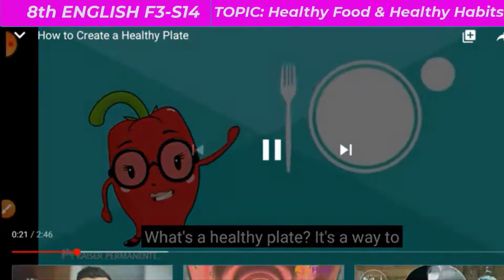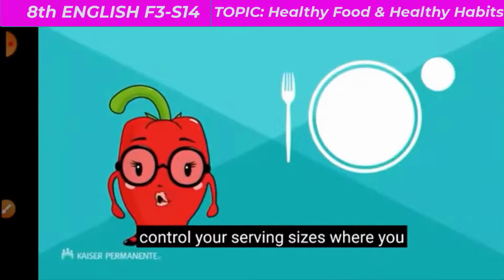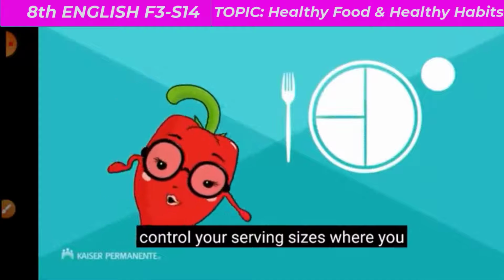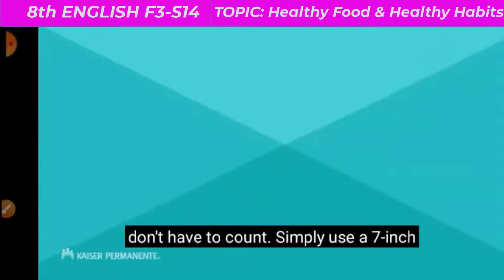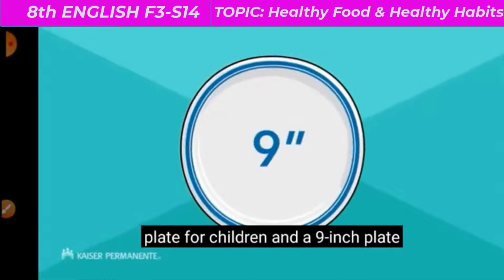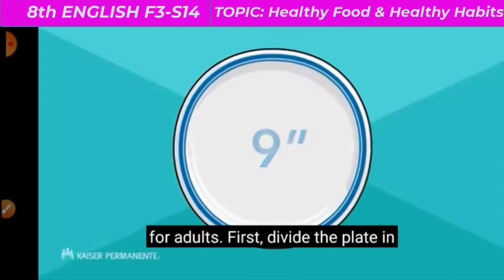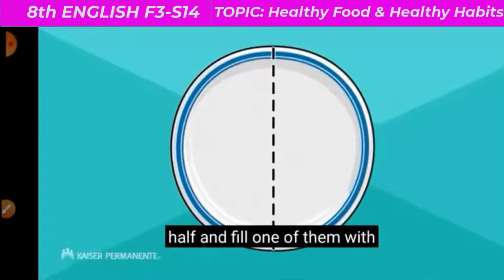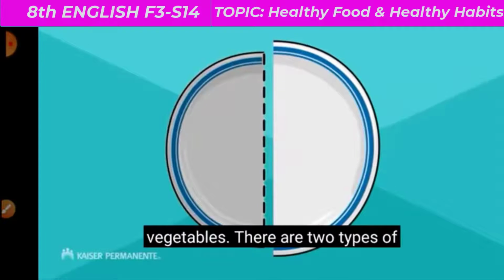What's a healthy plate? It's a way to control your serving sizes where you don't have to count. Simply use a 7-inch plate for children and a 9-inch plate for adults. First, divide the plate in half and fill one of them with vegetables.